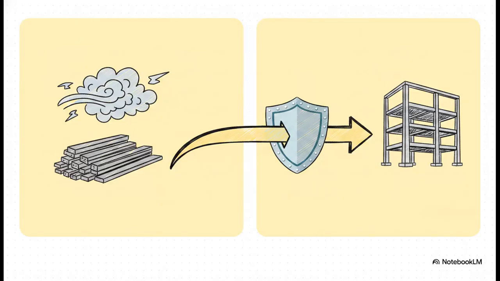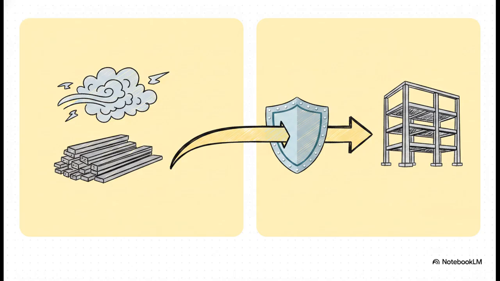To make this whole philosophy work mathematically, we have to contrast two really important concepts: characteristic values versus design values. Characteristic values are essentially our raw data. They're based on statistical averages for material strength, like how strong a specific batch of steel actually is, and applied loads, like the historical maximum wind speed in a particular city.